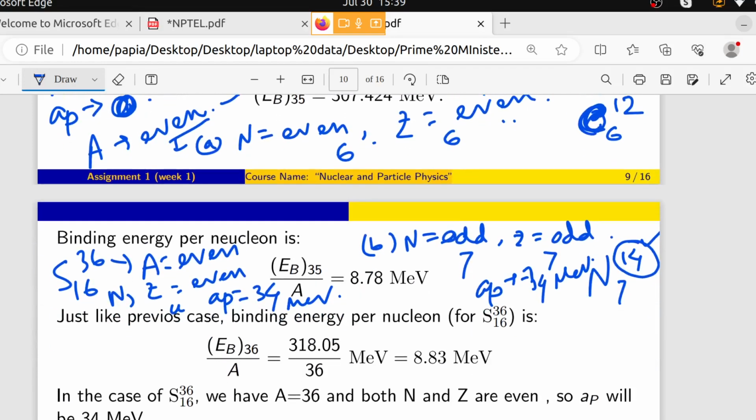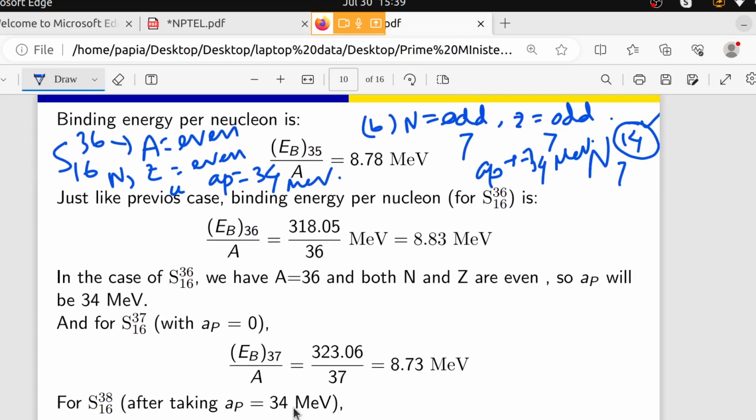So you can see here that in case of S-16-36, we have A equals 36 and both N and Z are even, so AP will be 34 MeV. And for S-16-37, as 37 is odd, that means AP will be 0, and we have to calculate EB 37 divided by A as 8.73 MeV.